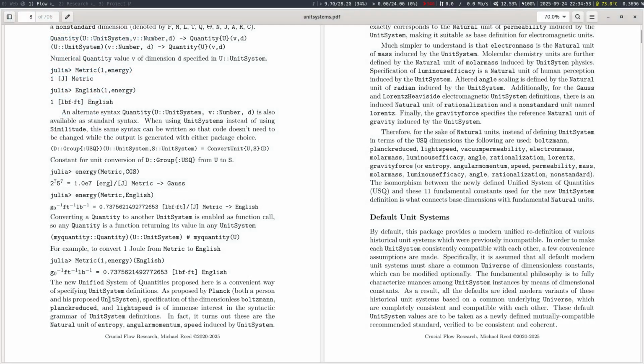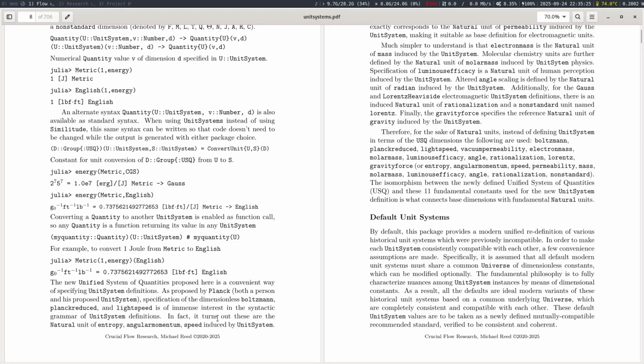The new Unified System of Quantities proposed here is a convenient way of specifying unit system definitions. As proposed by Planck, both a person and his proposed unit system, specification of the dimensionless Boltzmann, Planck reduced, and light speed is of immense interest in the syntactic grammar of unit system definitions. In fact, it turns out that these are the natural unit of entropy, angular momentum, and speed induced by the unit system.